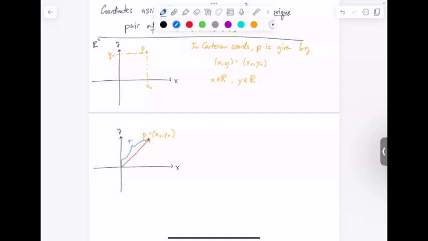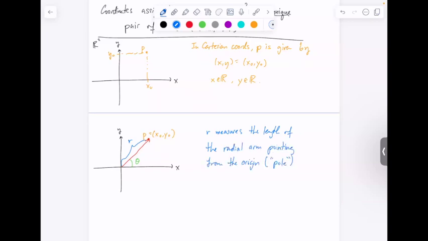I'll call this length R. And I will also assign to this an angle. I'll call this angle that this red line makes theta with the positive x-axis. All right, so R measures the length of the radial arm pointing from the origin.